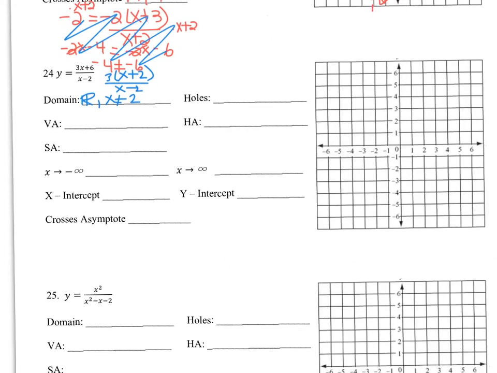Alright, so if I come back down here, I have no holes. Vertical asymptote is 2. Horizontal asymptote, you have to look at the degrees. My degrees are the same, so it's the leading coefficients, 3 over 1, which is 3, which means I have no slant.